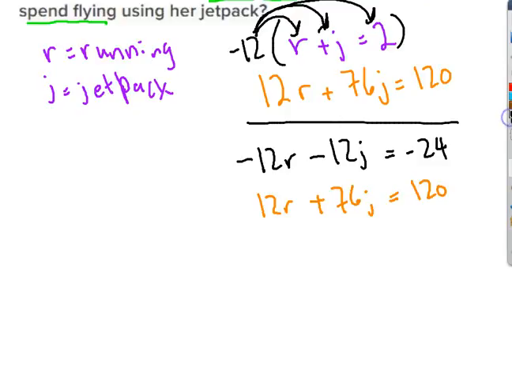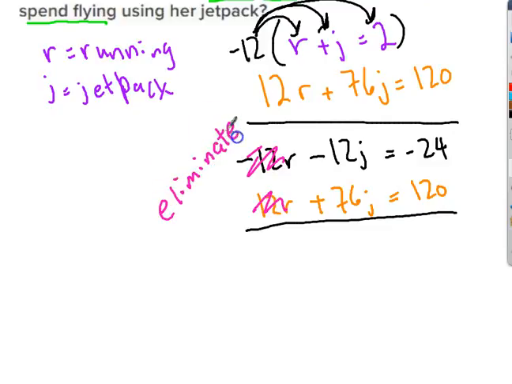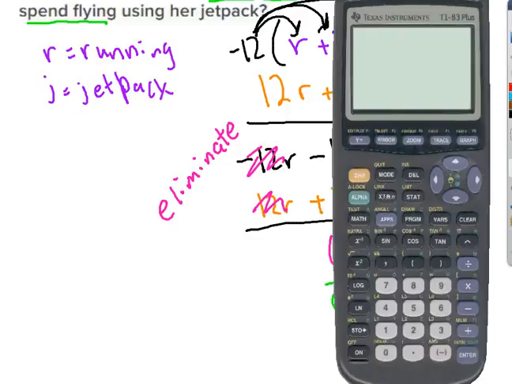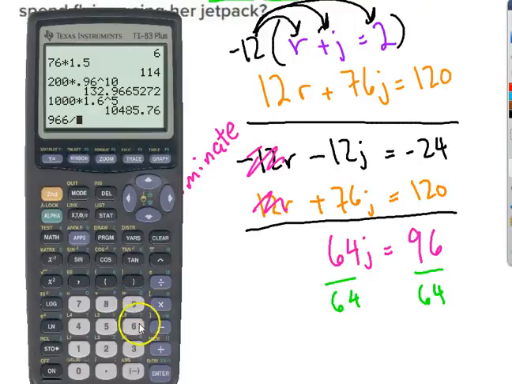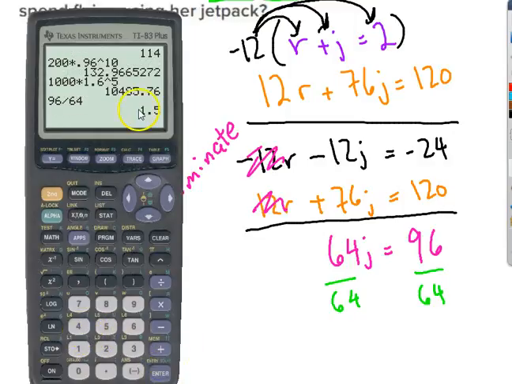Alright, so now I have a system that does cancel. I can cancel the -12R with the +12R. That's called eliminates. I just eliminated the R's. And I'm going to combine everything that's left. So 76 minus 12 is 64 J's. And then 120 minus 24 is 96. My last step is to divide. I am going to get a decimal here, and that's not going to freak me out. So I've got 96 divided by 64. And that gives me 1.5 for jetpack.